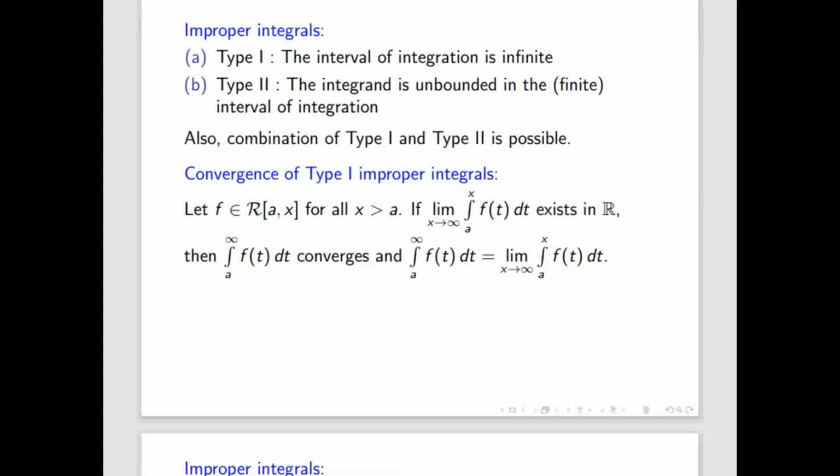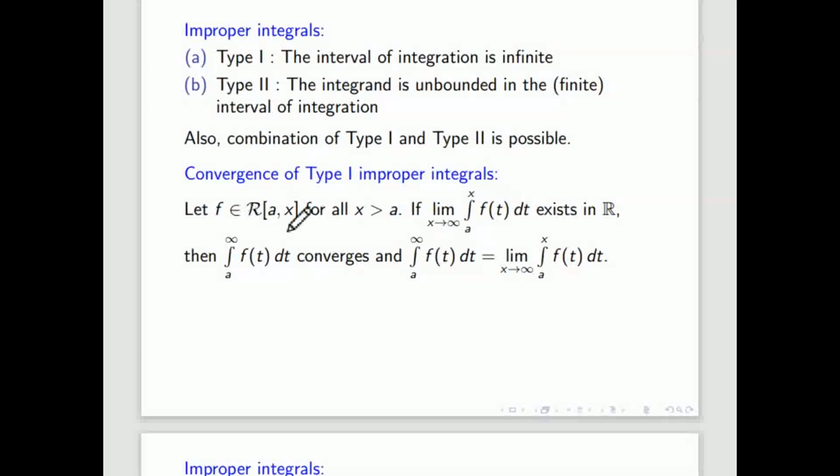So this is the first result, or how you will solve that improper integral. That is called the convergence of type 1 improper integral. Type 1 means some limit is infinite, then you can put it as x, or some finite number, integrate it first and then apply the limit.